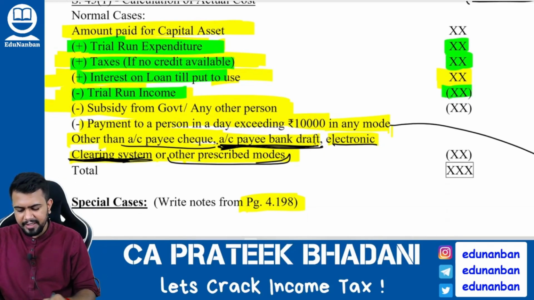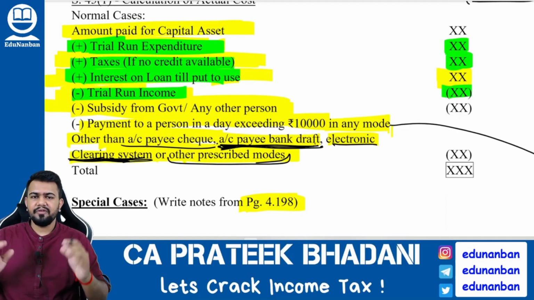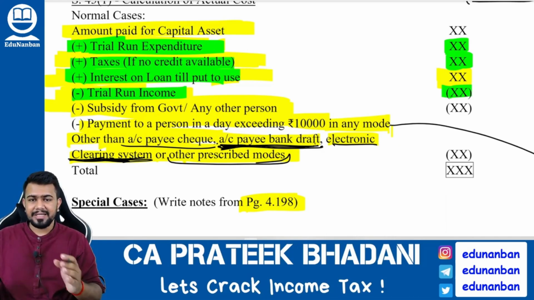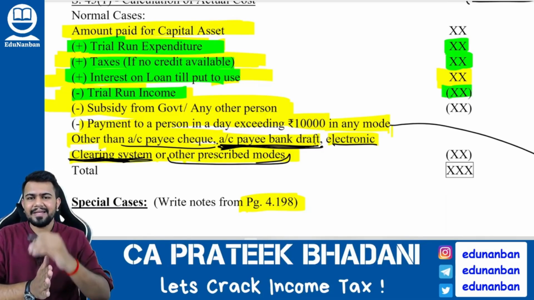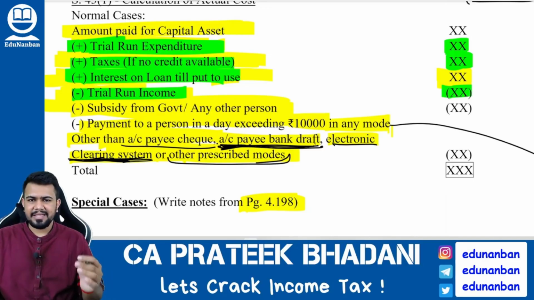Next, if interest is paid on the loan for taking the fixed asset. So if for buying that depreciable asset, if you have taken a loan, then the interest that you pay on the loan should be added to the value of the depreciable asset till that asset is put to use. So till the asset is put to use, add the interest to the cost. After the asset is put to use, claim the interest as deduction.